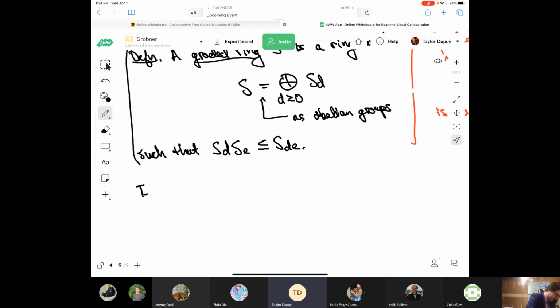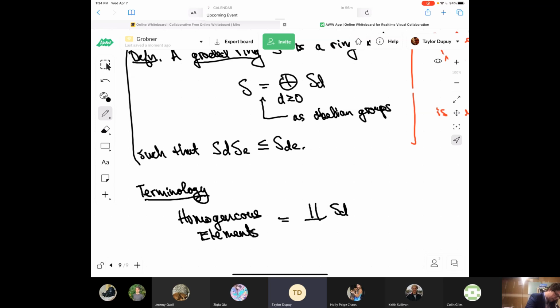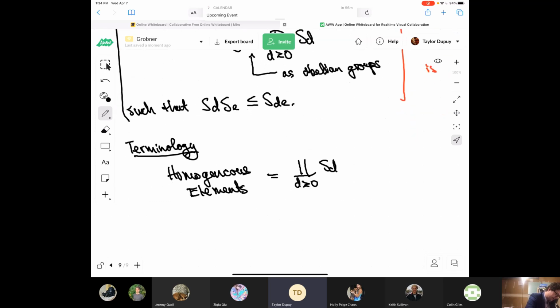So there's a terminology. The homogeneous elements are the disjoint union of the S_d for d greater than or equal to 0. And an element f in S_d is called homogeneous of degree d.